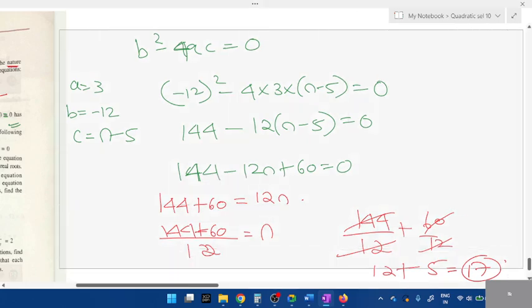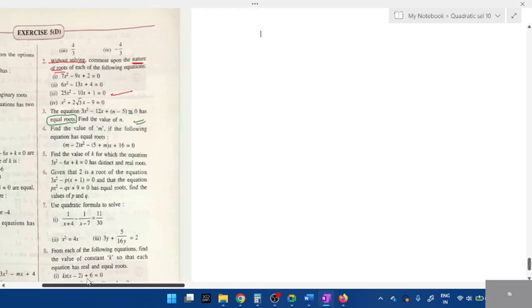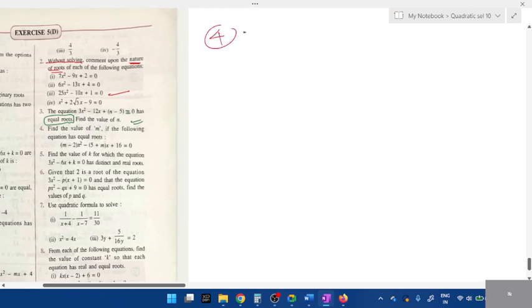Shall we do the next one? Okay, so calculate however you want. You should get 17. That's the value of n. Fourth question for homework. You take the value of same concept. Equal is given. Do it for homework. I'm going to do the fifth question.